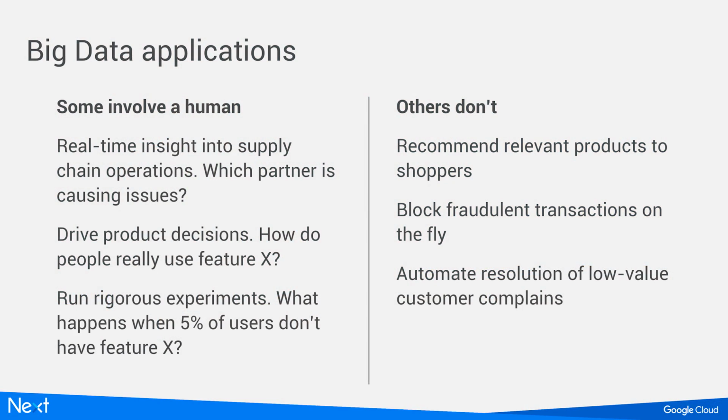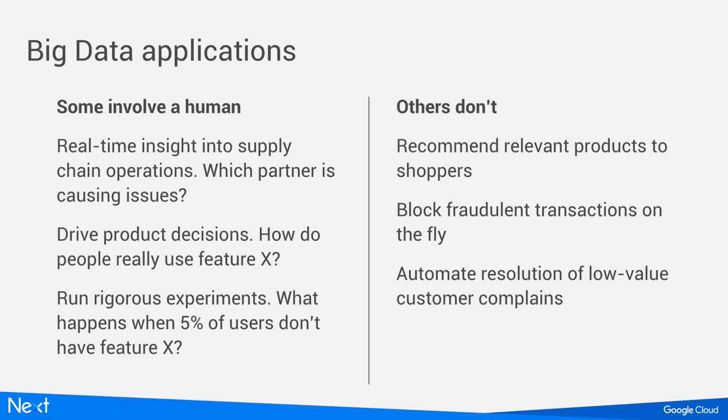So big data applications. Some of them involve a human and others don't. Okay, what does that mean? So let's think about an application that involves a human. For example, if you're running some kind of experiment and you're trying to see what users are actually doing. So you say, well, if we give this feature, do we actually get some response from that? Is it proving to be successful? And so you're actually looking at their interaction.